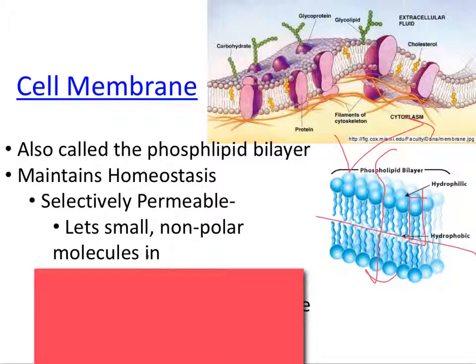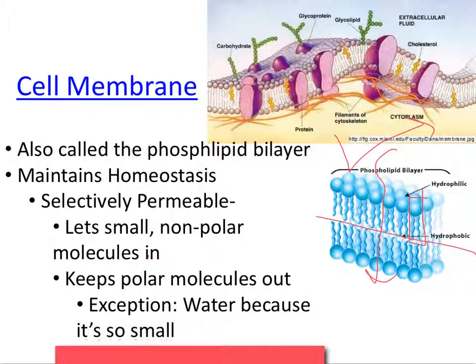Items that can't get through the cell membrane are polar molecules because they have a charge, so they just bounce off, or larger molecules, which isn't on here but should be. Large molecules as well just can't fit through these little spaces here. An exception to this would be water. Remember, water is a polar molecule, but because water is a very, very small molecule, it can easily fit through these spaces.